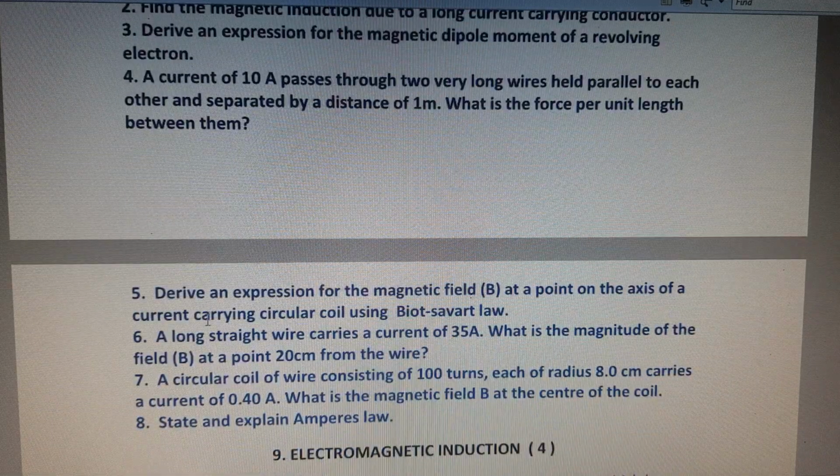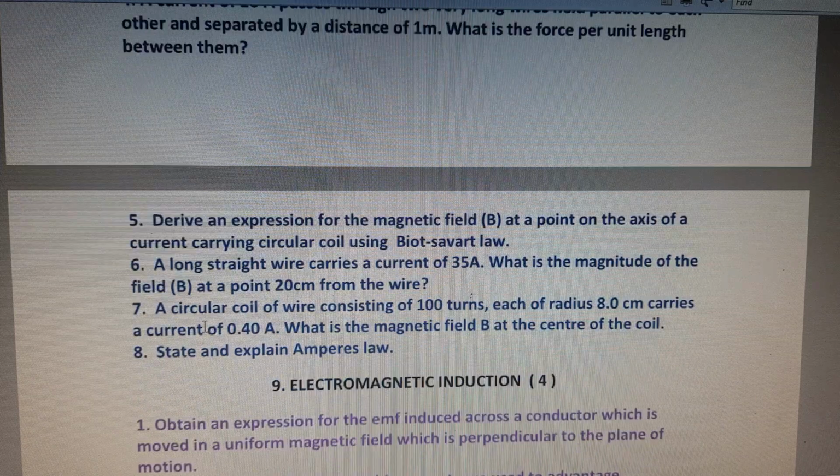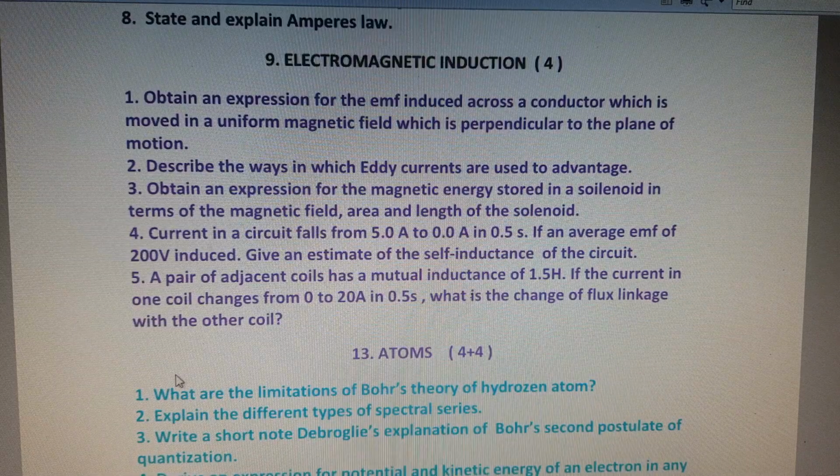And fifth one: derive an expression for the magnetic field at a point on the axis of the current carrying circular coil by using Biot-Savart law. And sixth one is a problem, and seventh one is also a problem, and eighth one: state and explain Ampere's law. So this chapter will contain a total of eight 4-mark questions, but a single question is asked in the IPE examination. And the next chapter will be the ninth one, electromagnetic induction.